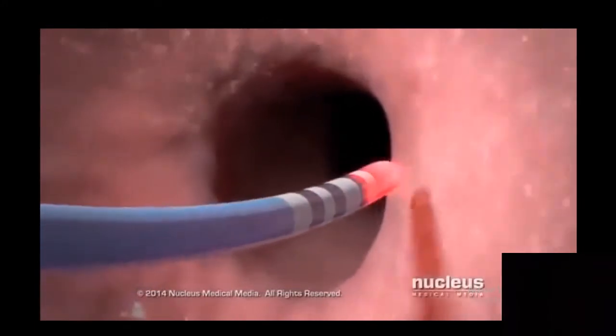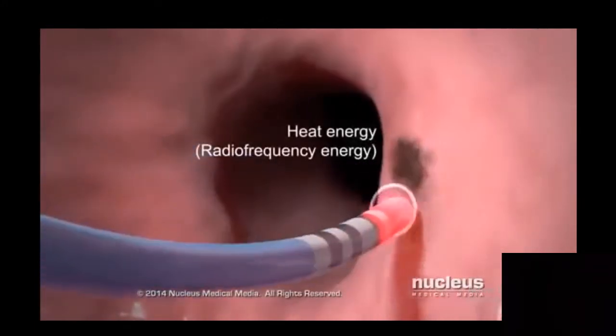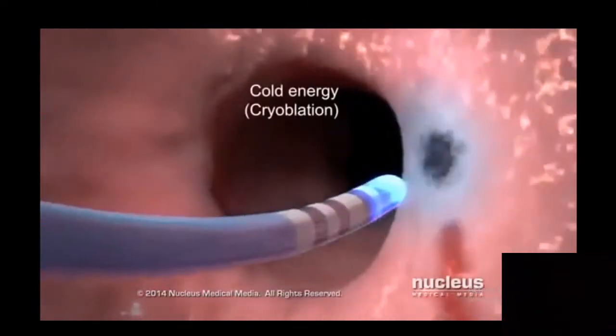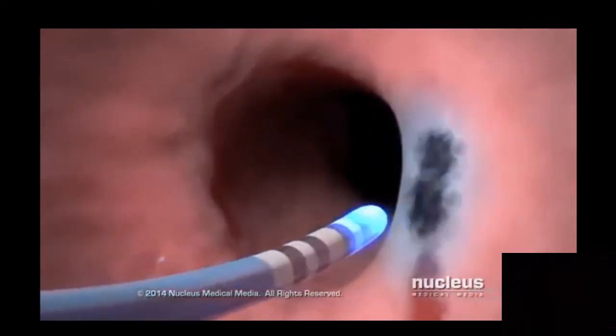The tip of the catheter will emit either hot energy or cold energy to ablate the tissue in this area. Ablation makes the treated area stop working.